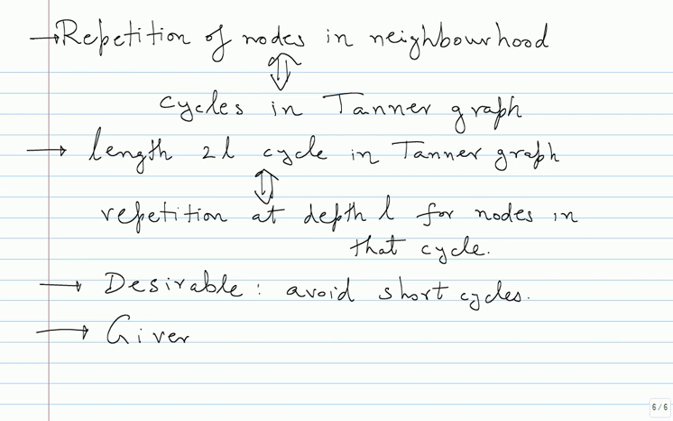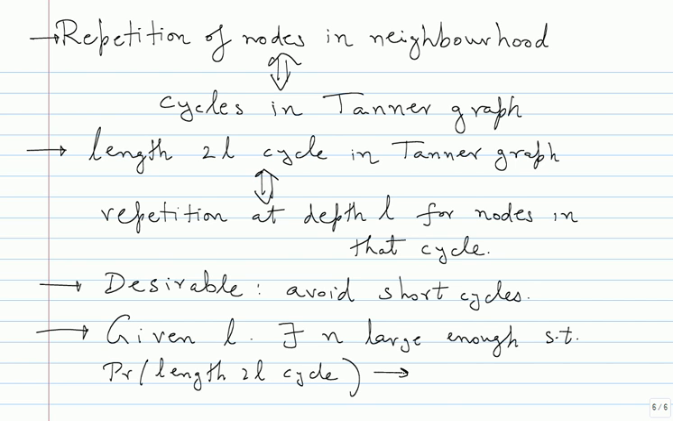A formal way of writing it down is: given L, fix L, there exists n large enough so that the probability of repetition, let me just write it in terms of cycles, a length 2L cycle, tends to 0. You know what I mean. Well, you can show that it is less than or equal to the probability of a 2L cycle.